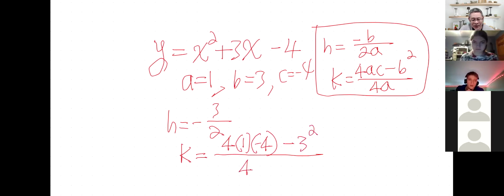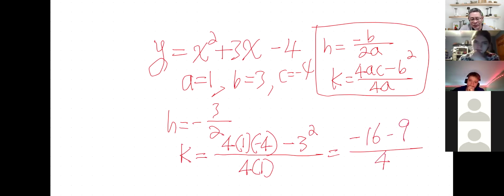So what we got here is -16 and -9/4. So it's -25/4. Okay, awesome, good. Yes, I see what I did wrong. So I got it right then.